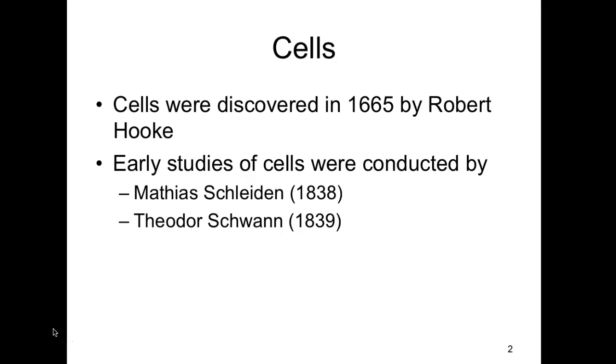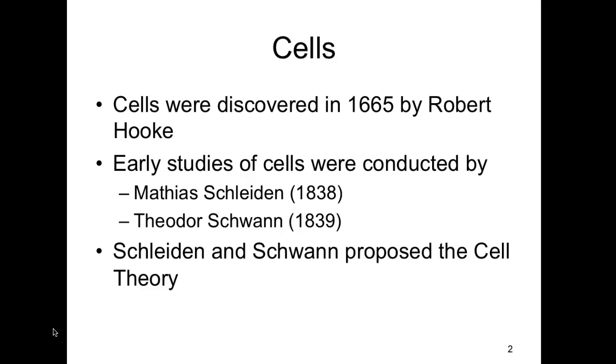Early studies of cells were conducted then by Matthias Schleiden and Theodor Schwann in 1838 and 1839. And basically what Schleiden and Schwann proposed is this thing called the cell theory, mixed in with the hypotheses of Rudolf Virchow. The cell theory itself is a fundamental theory of biology, just like evolutionary theory, germ theory, or endosymbiotic theory.